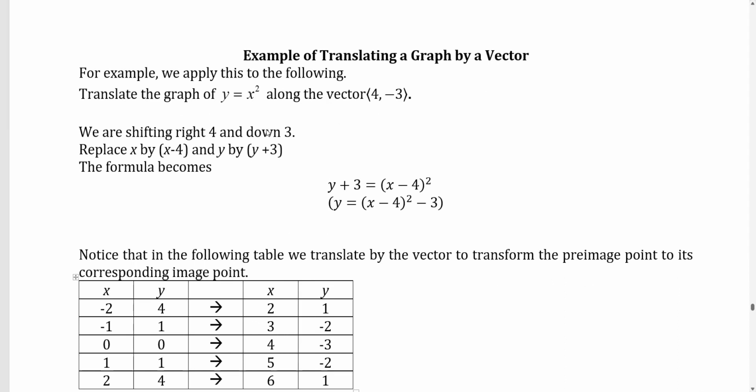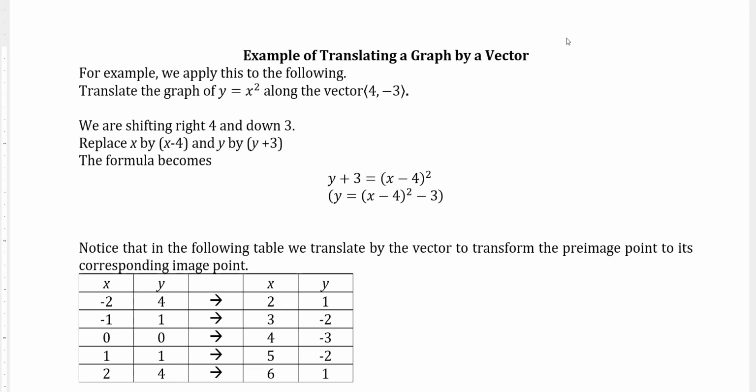So for example, let's take, again, a usual suspect, y equals x squared. And we want to translate it by the vector 4, negative 3. So we're shifting right 4 and down 3. So replace x by x minus 4 and y by y plus 3. Remember, the formula is backwards. So just take the y, put y plus 3. Take the x, put x minus 4. If you want to solve for y, you can. But it's probably easiest to see it in this form right here.